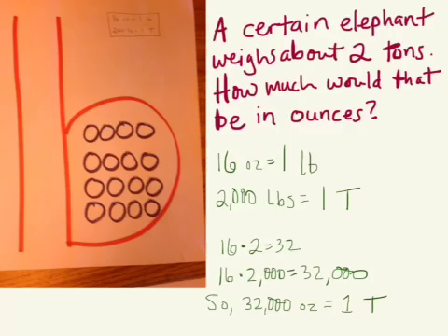But this elephant weighs 2 tons, not 1 ton. So we can take this fact, 32,000 ounces in 1 ton, and we can multiply it by 2. We can double it because the 1 ton needs to double to get to 2 tons. Wow! So double that 32,000. Therefore, 64,000 ounces would be another way of naming that elephant's weight. Wow!